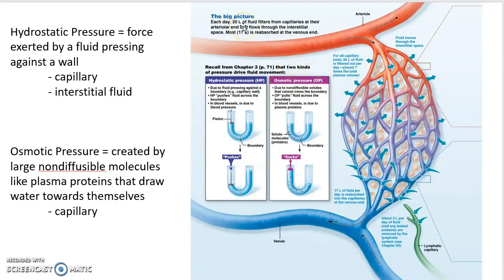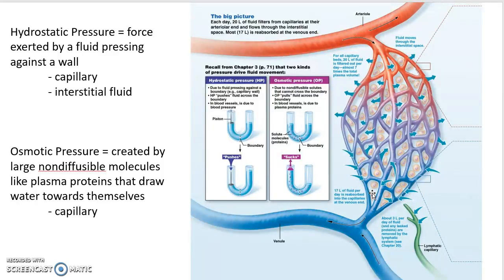In the big picture, it says, each day 20 liters of fluid filters from the capillaries at the arteriolar end and flows through the interstitial space. Most is reabsorbed at the venous end. So you're seeing these arrows indicating that fluid's going out at this end, but comes back in at this end so that it continues in the venule towards the veins. Notice that there is a green vessel here that is a lymphatic capillary. That is going to pick up some excess fluid that does not return back into the venous end.